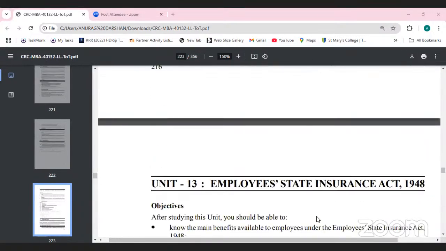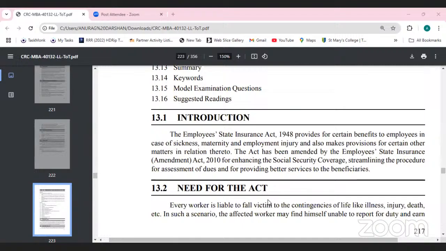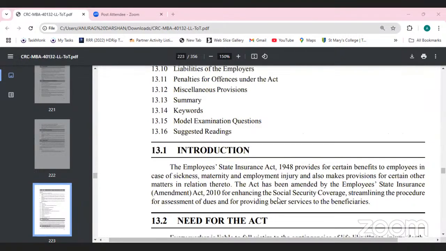Coming to the next, Employee State Insurance Act 1948. Now here, the Employee State Insurance Act 1948 provides for certain benefits to the employees. It can be in case of sickness, maternity, and employment injury, and it also makes certain provisions for some matters related therein.